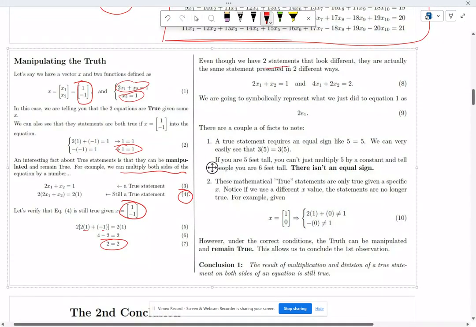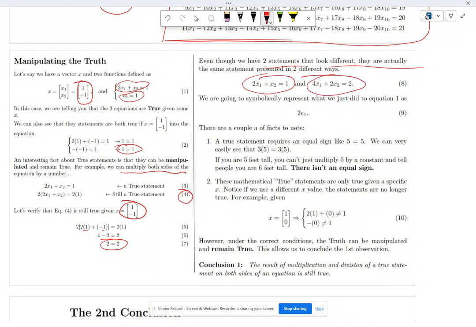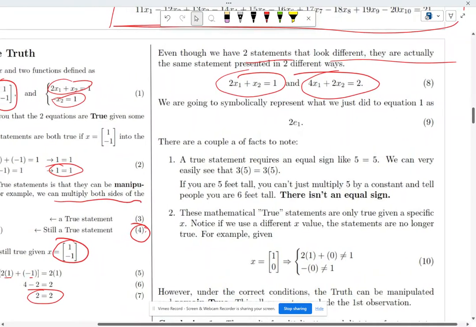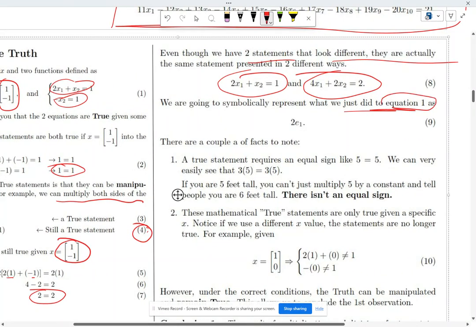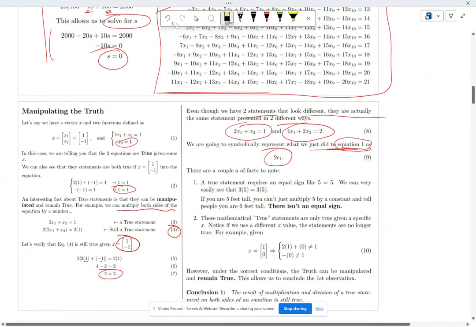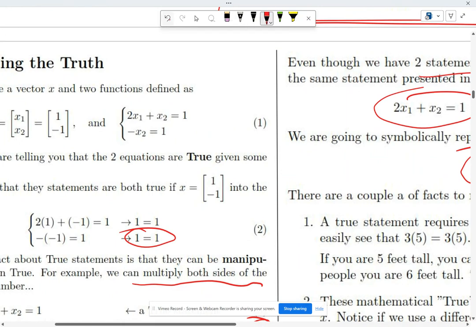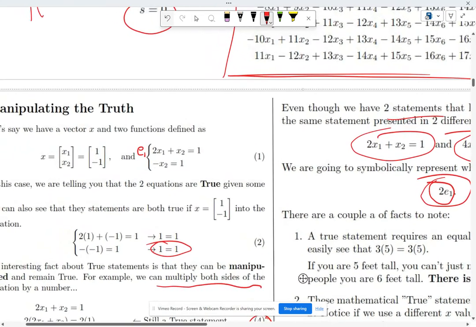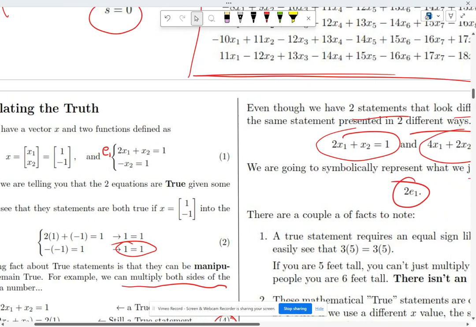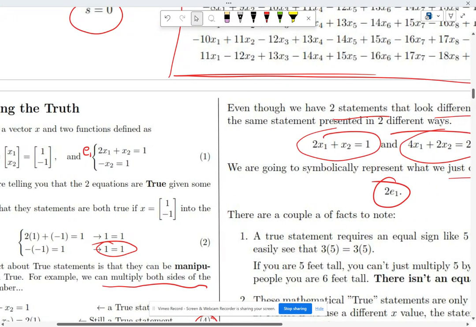Even though we have two statements that look different, they're different, but they're both true. We're going to symbolically represent what we just did in equation 1 as 2e. What happened is we took equation 1 and we multiplied by 2. And when we did that, it gave us yet a new statement, and that is still true.